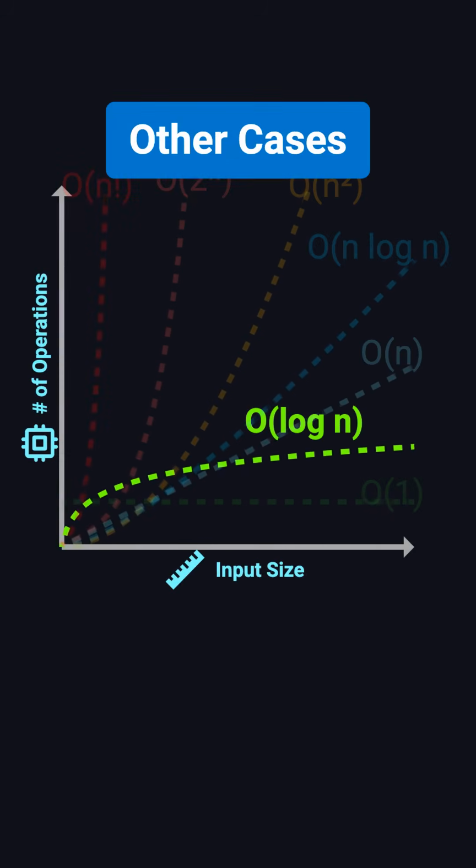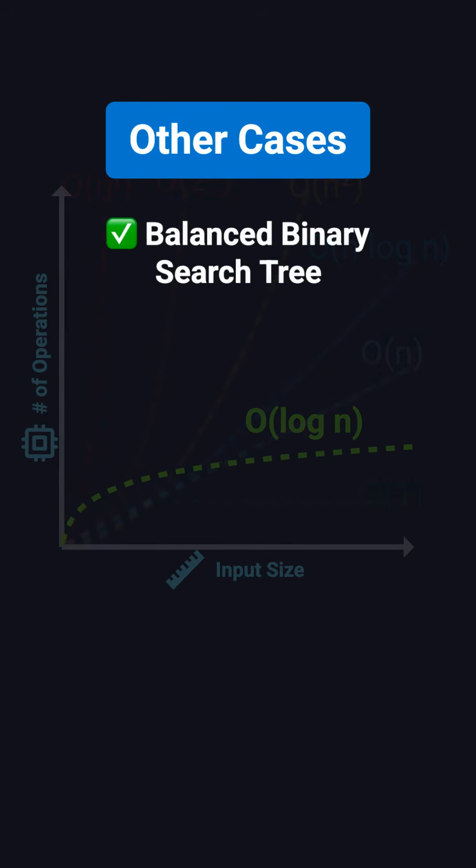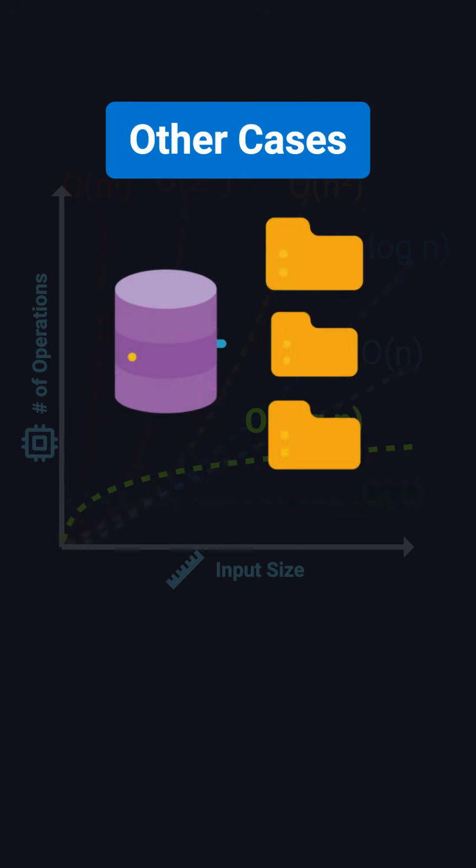And binary search isn't the only example. Many other algorithms have O(log n) complexity. For instance, searching, inserting, or deleting in a balanced binary search tree, inserting or deleting in a heap, some stages of divide and conquer sorting algorithms, and a very practical one, database indexes.